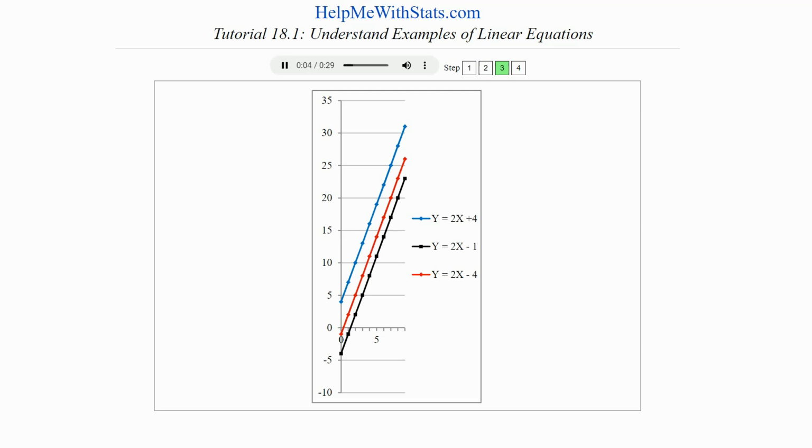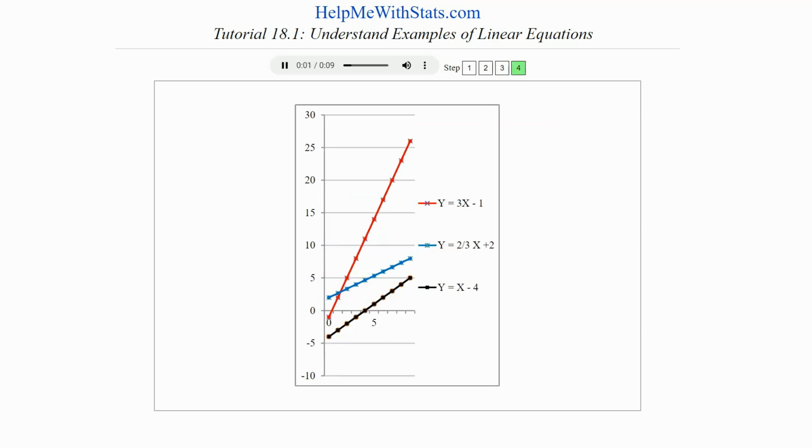Lines are defined by a slope and an intercept. Lines with the same slope can have different intercepts, depending upon where the line crosses the y-axis. All of these lines have the same slope of 2, but they each have a different intercept. The blue line intercepts the y-axis at 4. The black line intercepts the y-axis at 0. The red line intercepts the y-axis at -4.